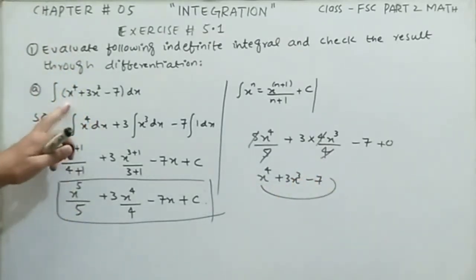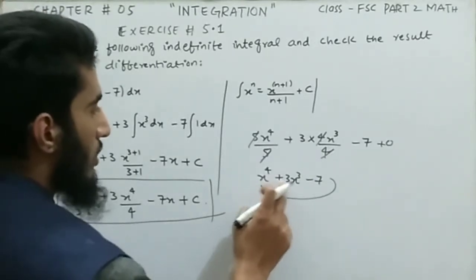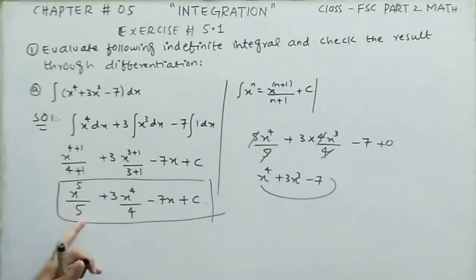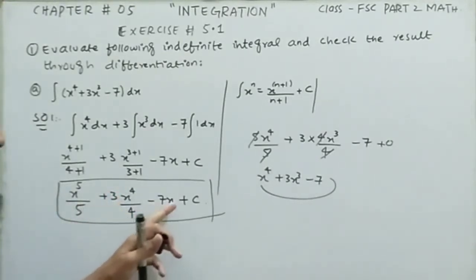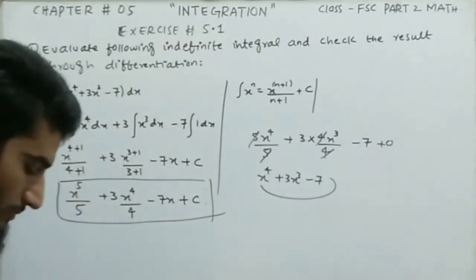Now look at the given. Over here we are given x power 4 plus 3x power 3 minus 7, and over here we also have x power 4 plus 3x power 3 minus 7. It means that our required result, x power 5 over 5 plus 3x power 4 over 4 minus 7x plus constant of integration, is actually the correct answer.